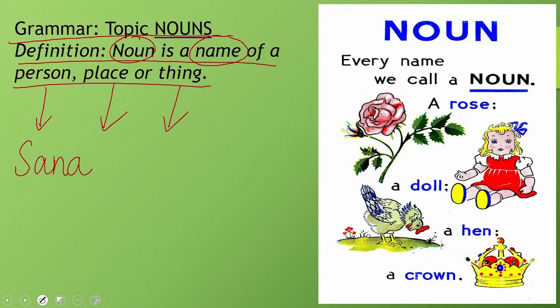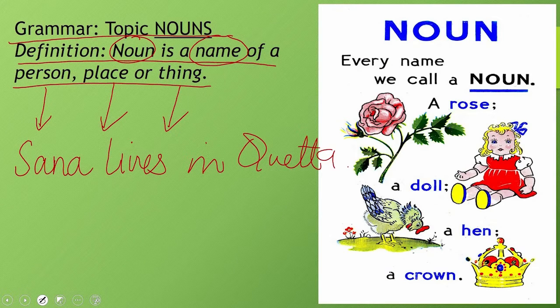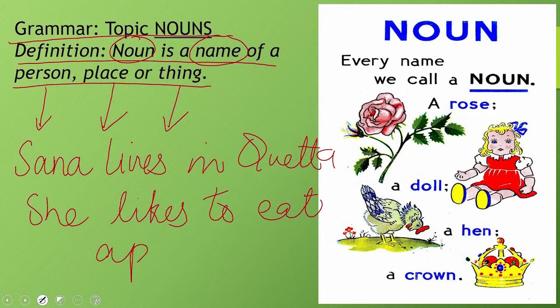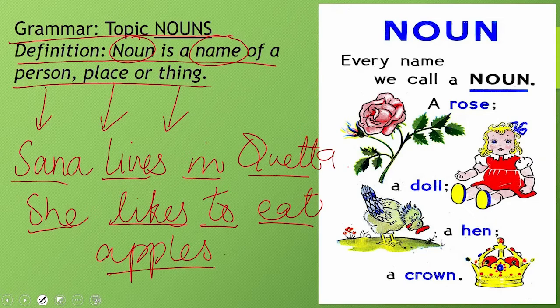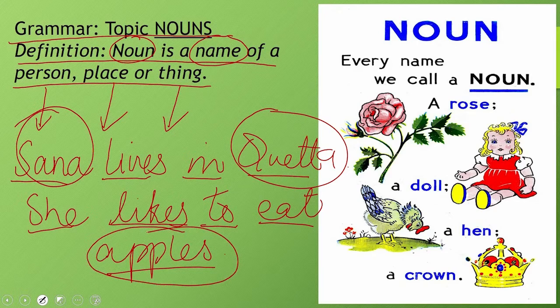Sana lives in Quetta. She likes to eat apples. Sana lives in Quetta. She likes to eat apples. Sana is the name of the person. Quetta is the place she lives in. And apples is the fruit she likes to eat.